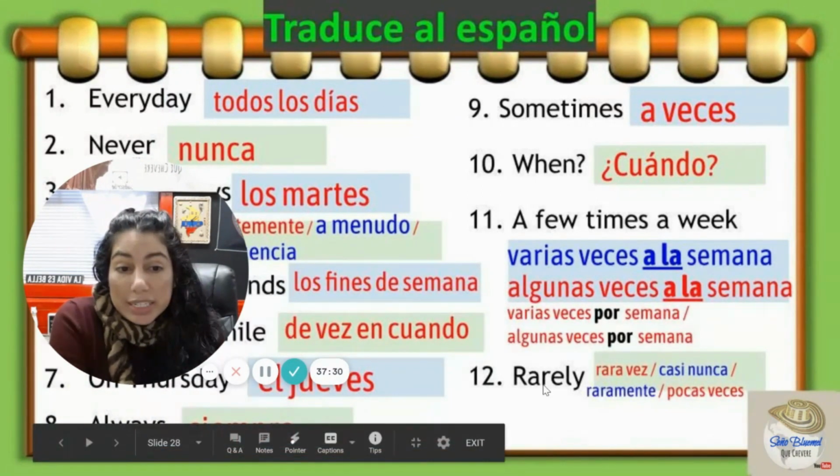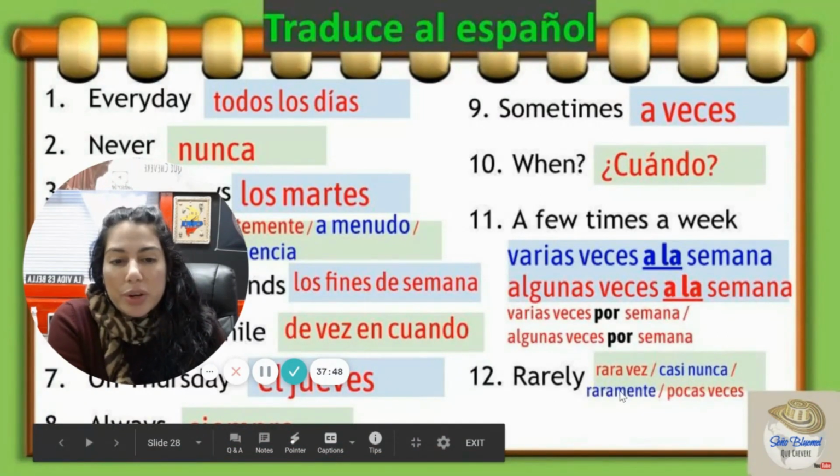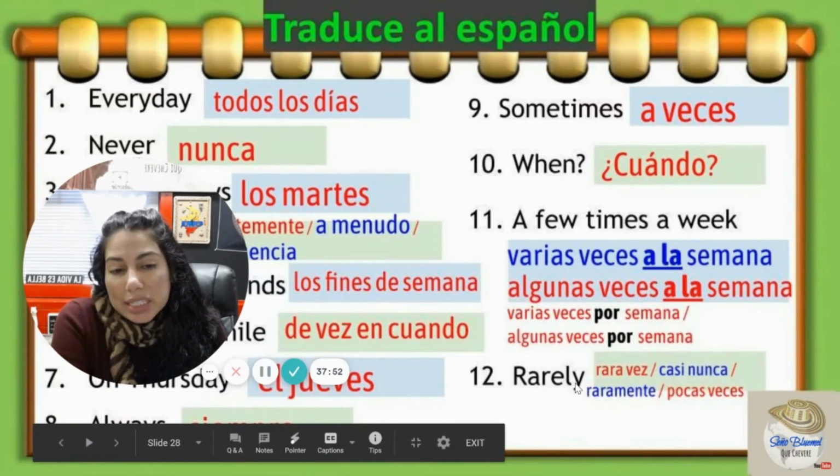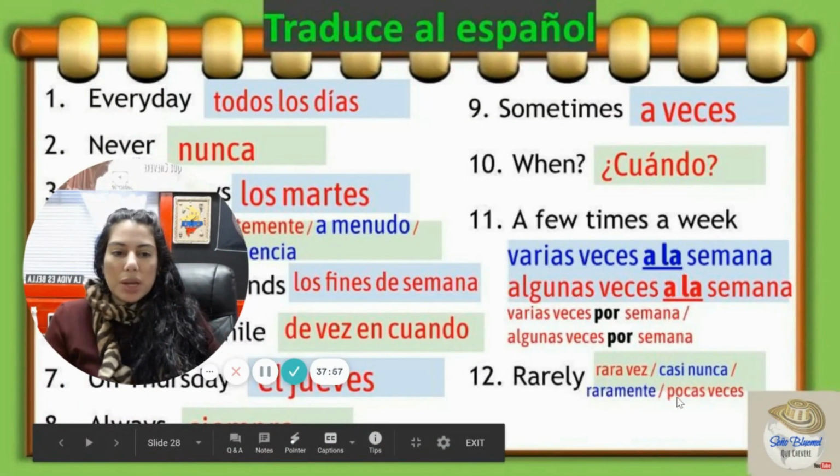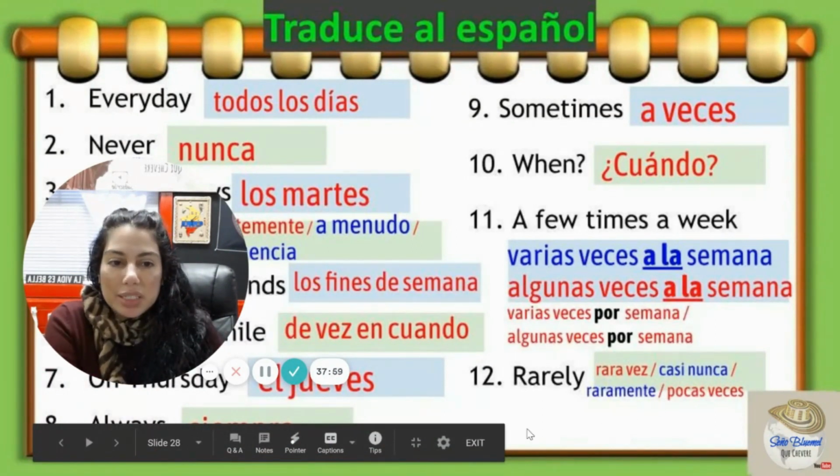And then rarely, rara vez, and again, the ly in Spanish is mente, so raramente, rarely, o casi nunca, o pocas veces. So there you go, there's four words right there for you. So which one do you prefer? I would say to stay with the cognates, I would say rara vez or raramente. But casi nunca and pocas veces also mean the same.